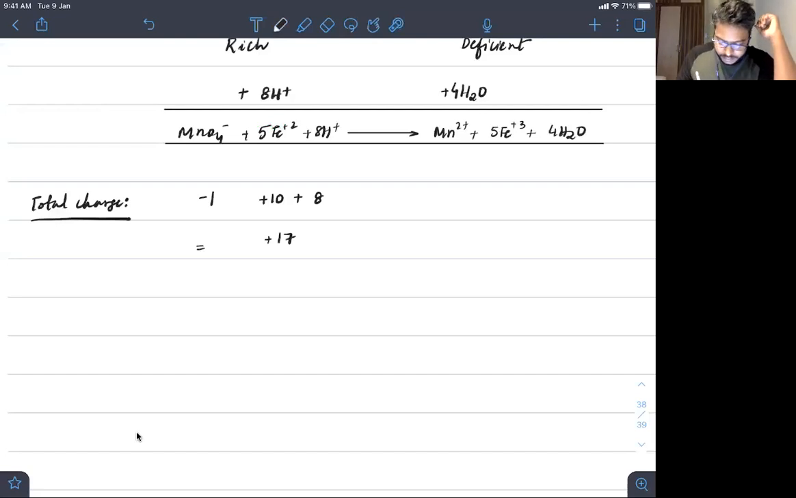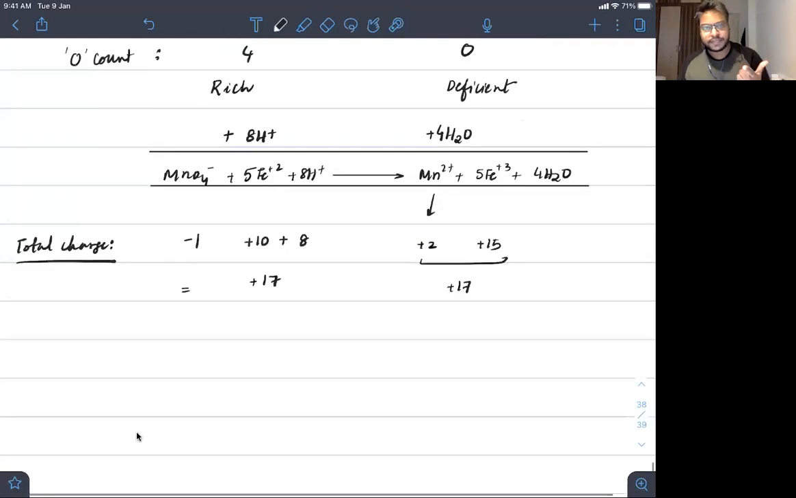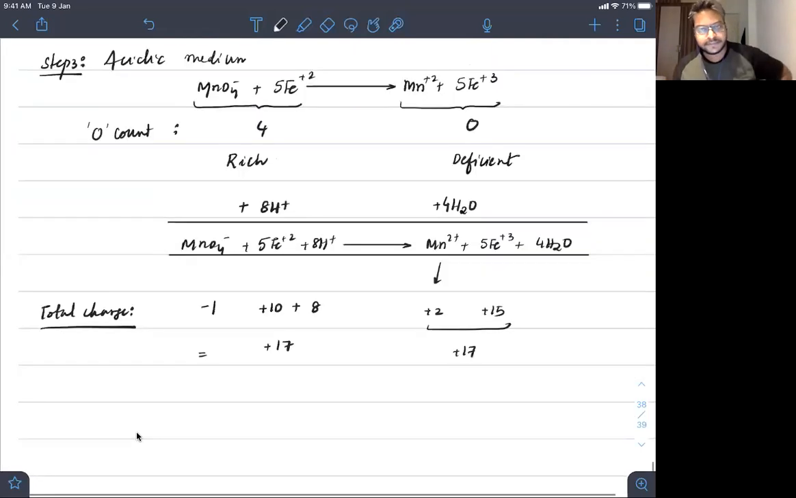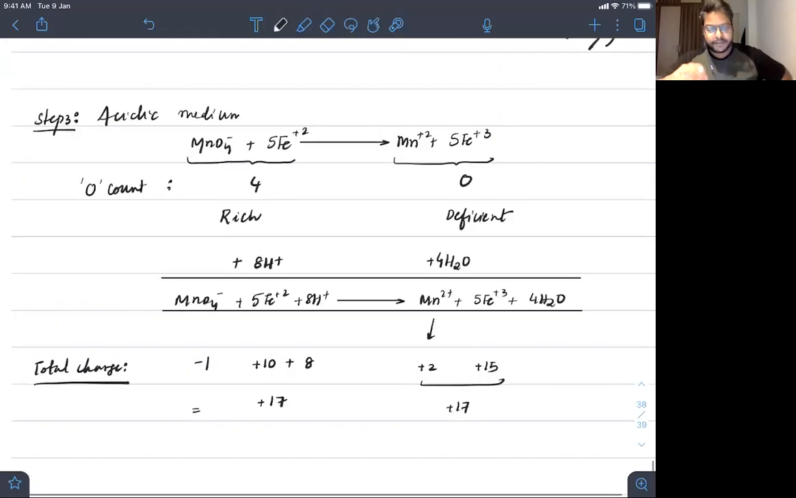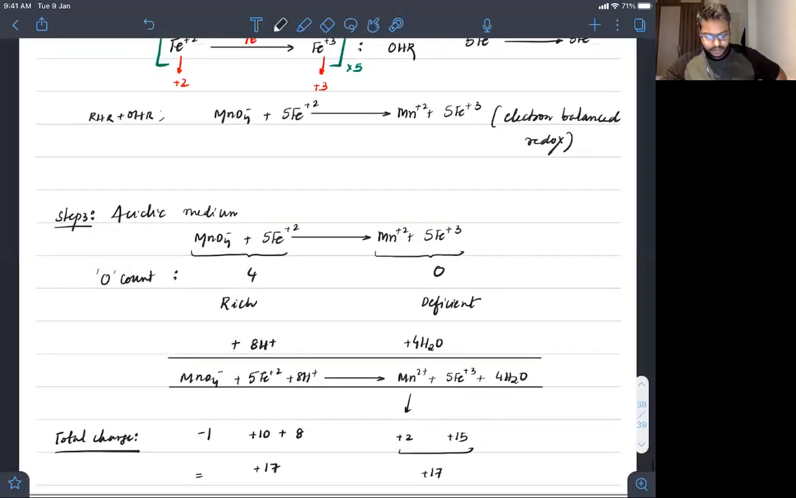Let us see on the right hand side. 1 manganese is +2 here. 1 iron is +3. +3 into 5 makes it 15. Right? So total charge is +17. So hydrogen is balanced, oxygen is balanced, charge is balanced. Overall charge on both sides is also balanced. So this is a redox reaction. Has everybody understood this logic? Any doubt here?